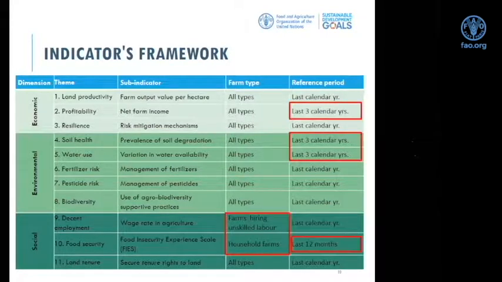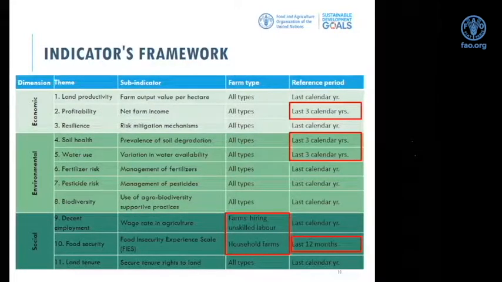One more important point, which we would cover, of course, in detail in my next presentation, is that not all these 11 sub-indicators are applicable to all kinds of farm types. So for instance, for sub-indicators 9 and 10 within the social dimension, the wage rate in agriculture is applicable only to farms hiring unskilled labor, while the food insecurity experience scale, or FIES, is applicable only to household farms.